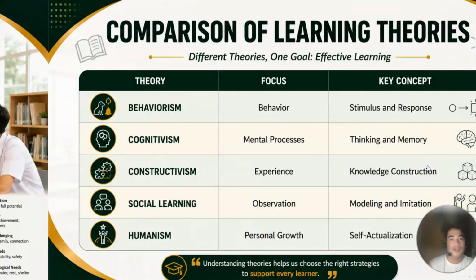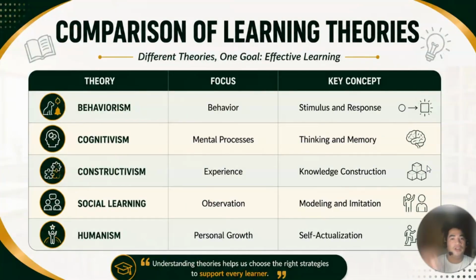Next, we have here the comparison of these. So the different theories, one goal, effective learning. You have here the theories of behaviorism, cognitivism, constructivism, social learning, and humanism. When we say behaviorism, it focuses on behavior through stimulus and response. And when we say cognitivism, it focuses on mental processes such as thinking and memory.